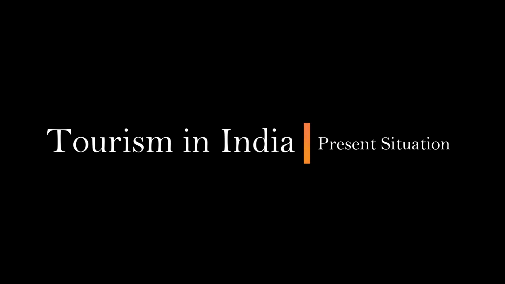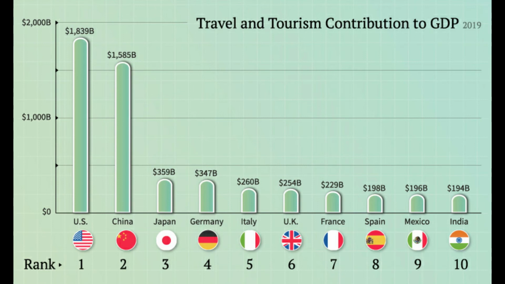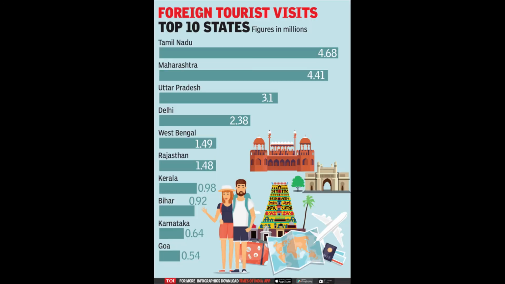Present situation of tourism in India. Today, tourism is the largest service industry in India, with a contribution of 6.23% to the national GDP and providing 8.78% of the total employment. India witnesses more than 5 million annual foreign tourist arrivals and 562 million domestic tourist visits. The tourism industry in India generated about $100 billion in 2008, and that is expected to increase to $275.5 billion by 2018 at 9.4% annual growth.